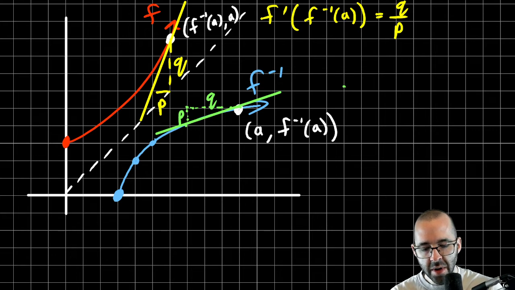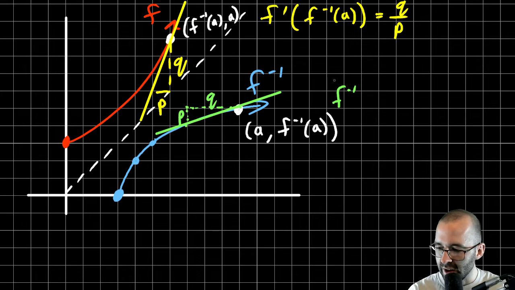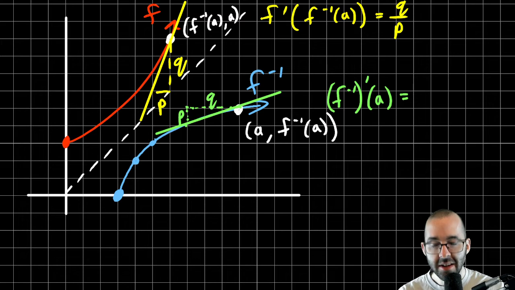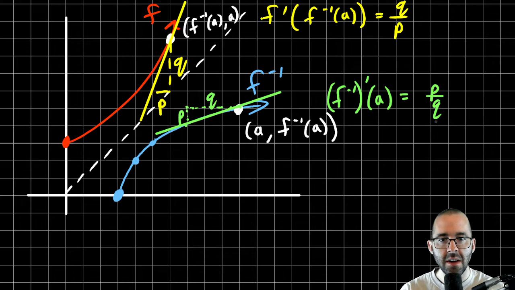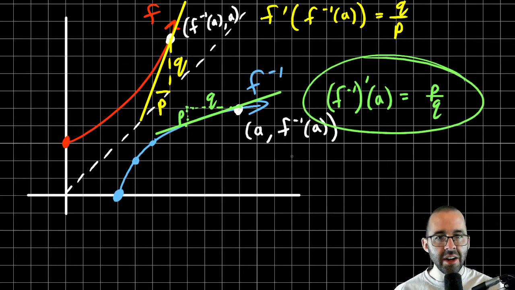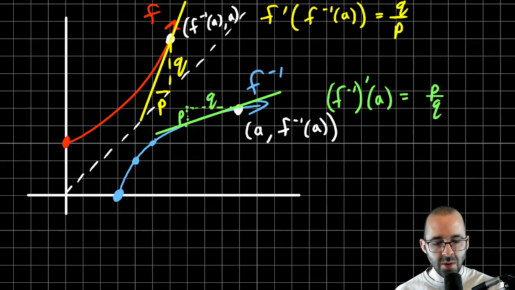So what is the slope of this function? The derivative of f inverse at a looks to be about rise over run, p over q. So look at the relationship between these two things, right? So what's the derivative of an inverse function? Well, it's just the reciprocal, right? It's just the reciprocal of the derivative of the other function.